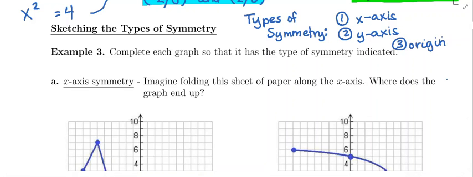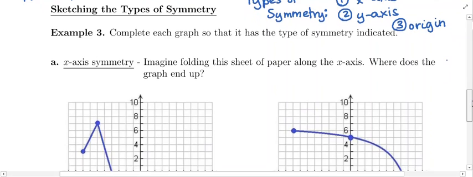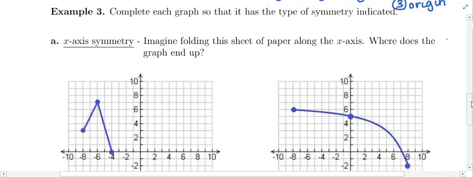So let's go ahead and read the directions in example 3. It says, complete each graph so that it has the type of symmetry indicated. And like I said, in part A we will be looking at x-axis symmetry. All right, so there's a hint here. This is a very visual thing, so if you are a visual learner, you might enjoy this. But if you do have trouble visualizing this, don't worry. I will also show you a method to do this without having to visualize this in your head.